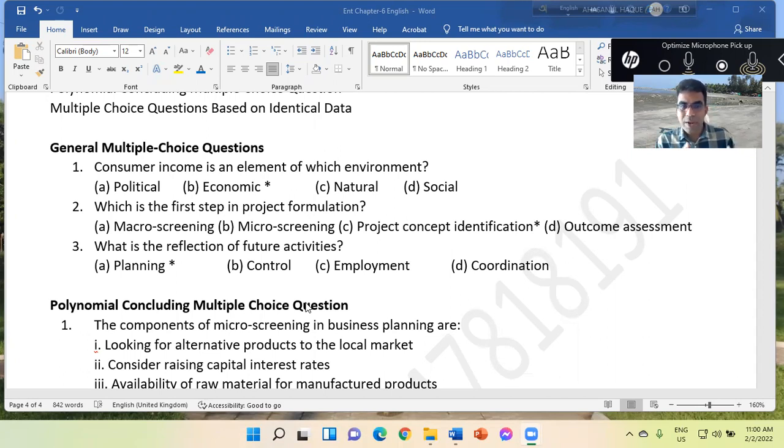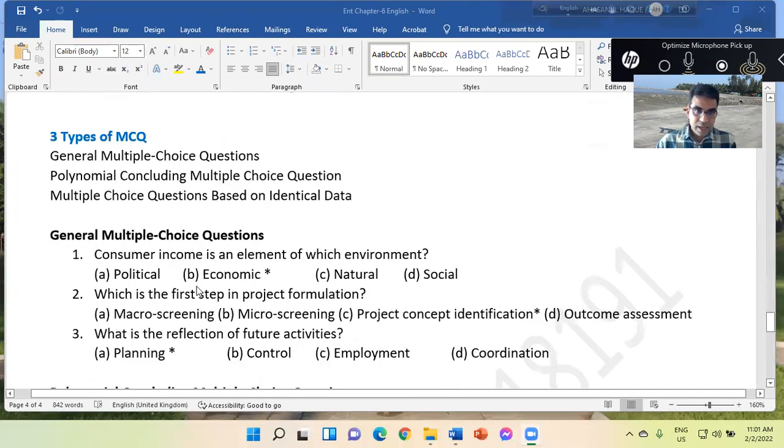Which one? Planning. Planning, exactly. Plan. What is planning? The plan means to take decision. What will be done in future? Whatever will be done in future, you will make a plan before doing the activities. This is planning. So planning is the reflection of future activities. This is the answer. And now we will discuss polynomial concluding multiple choice questions.